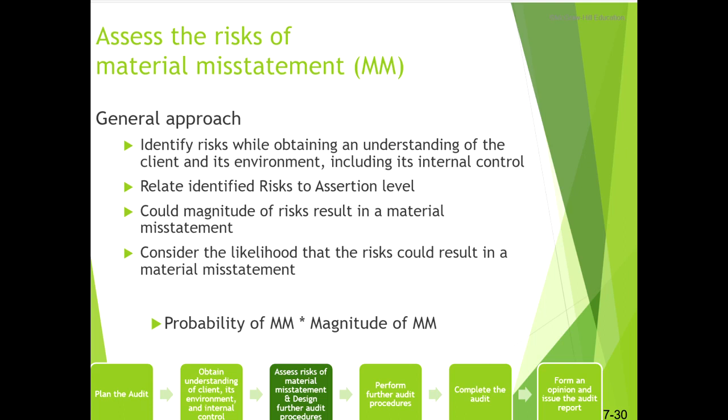And so we're looking for risks that are obviously material, and asking the question, once you identify the risk, do we think that it could result in a material misstatement? And then what's the likelihood, right? From a risk perspective, what's the probability of something bad happening times the cost or the magnitude of that happening, and that really gets at how important this risk is.